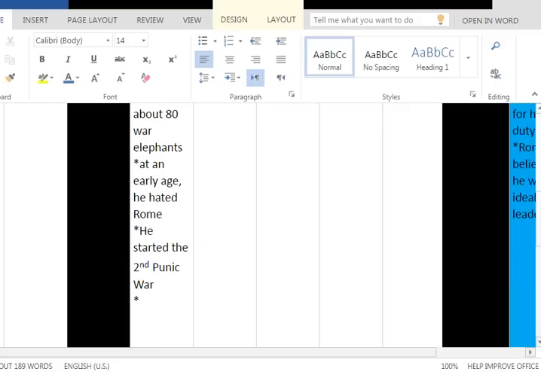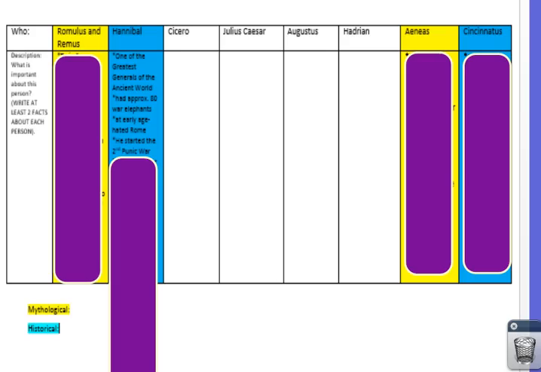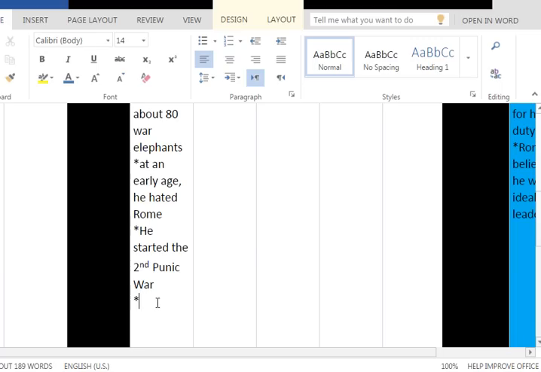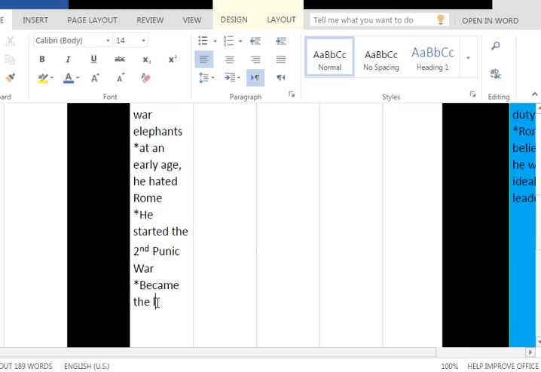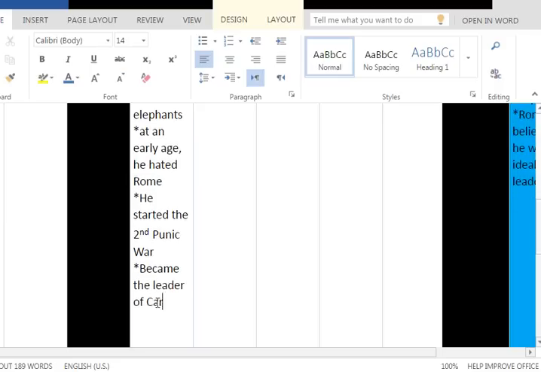Now, I know you probably don't know much about the Punic Wars. We will get to that later. Right now, we're just writing down some facts about some people that you need to know about in Rome. All right, the next one. He became the leader of Carthage. All right, we read that in the passage. So, became the leader of Carthage.